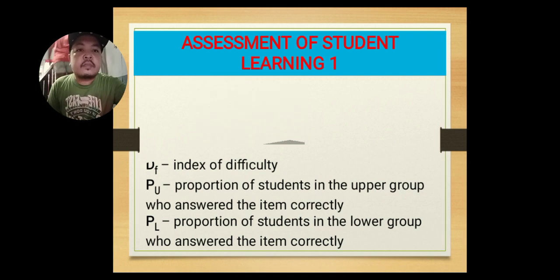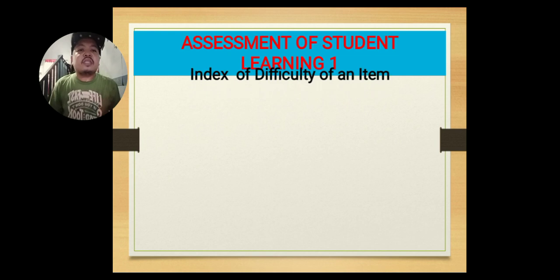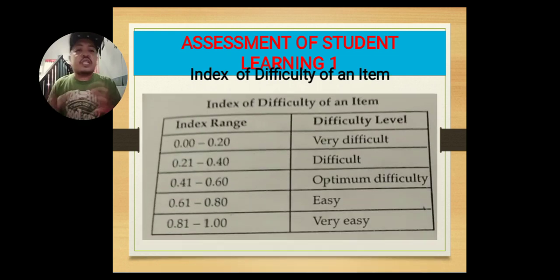Next will be the index of difficulty of an item. Upon computation of the difficulty index, you have a table for the index of difficulty of an item. When you compute the difficulty index, there is a corresponding difficulty level on the index range that you computed. For example, when your index range is from 0.0 to 0.20, the difficulty level is very difficult.